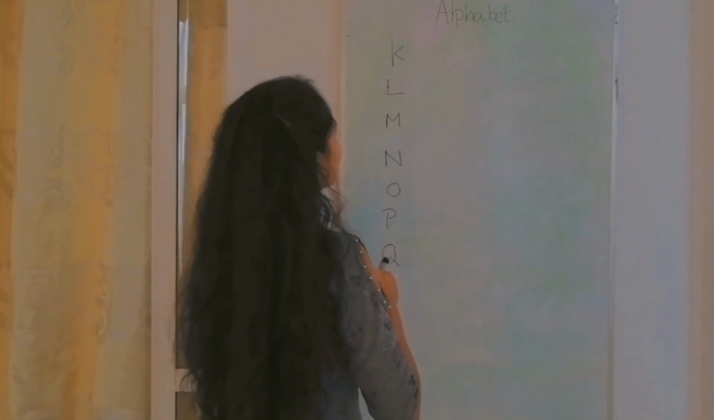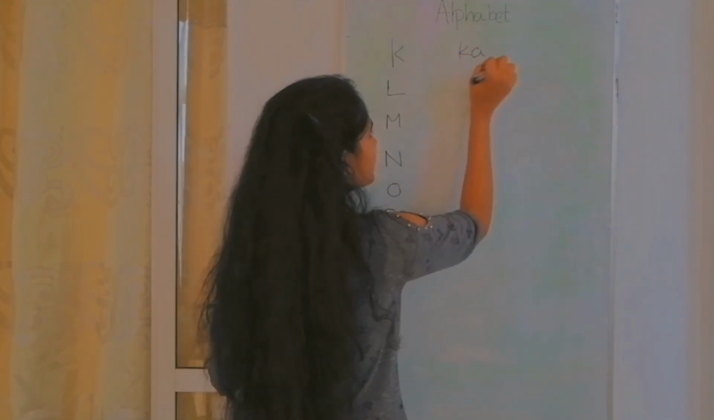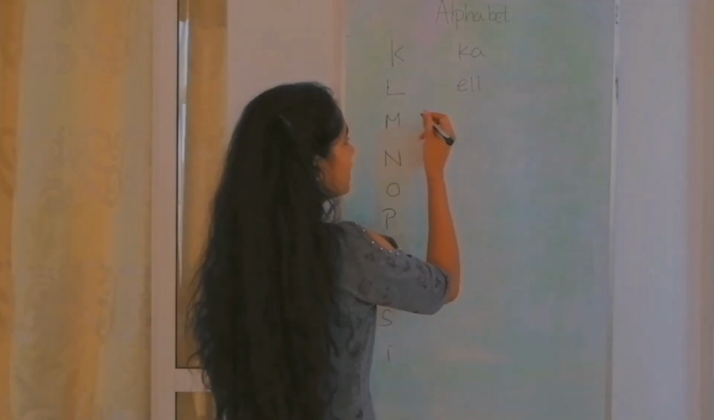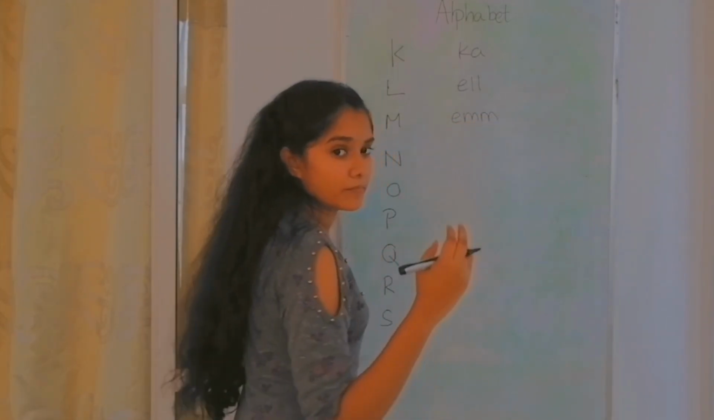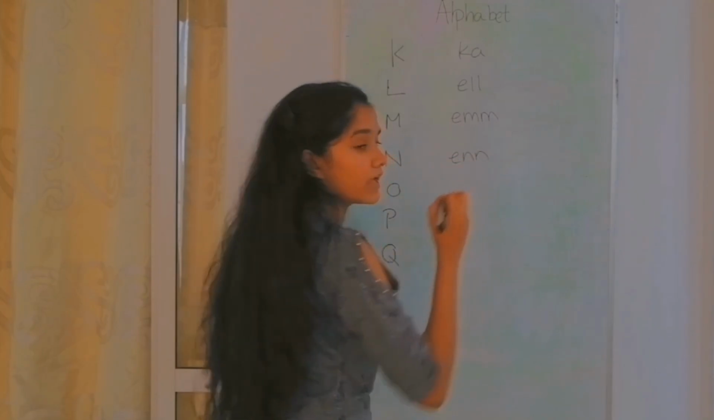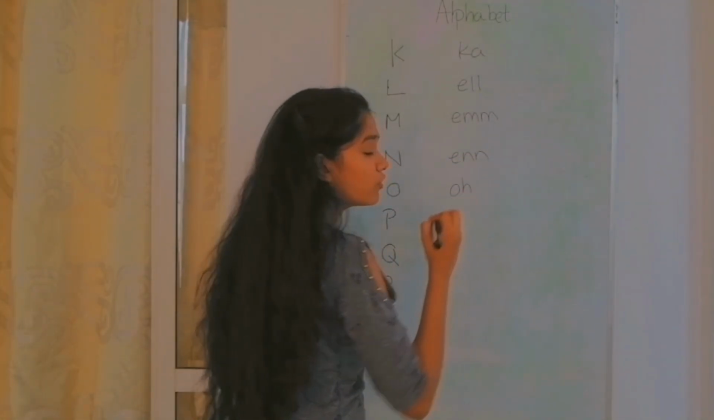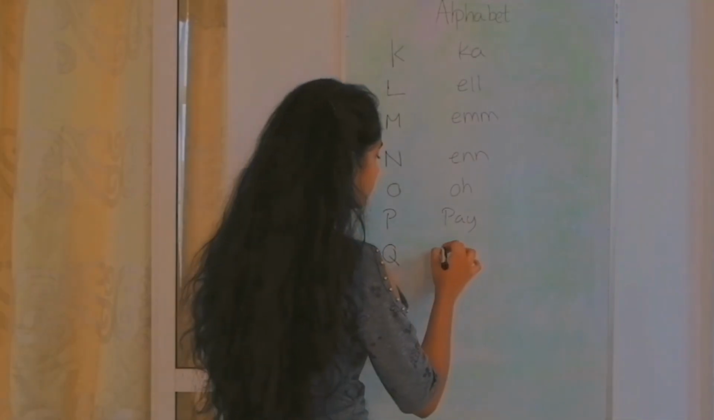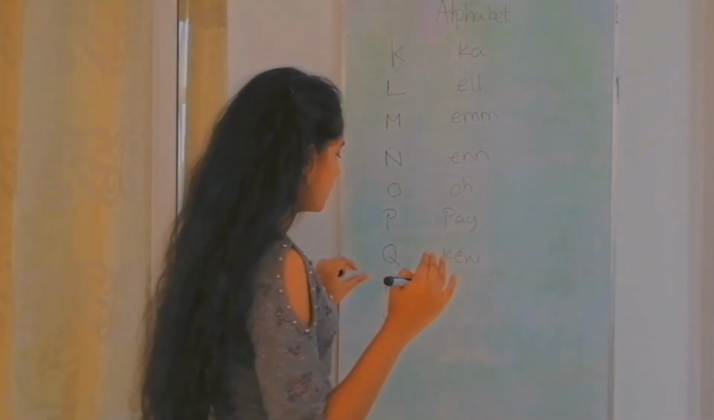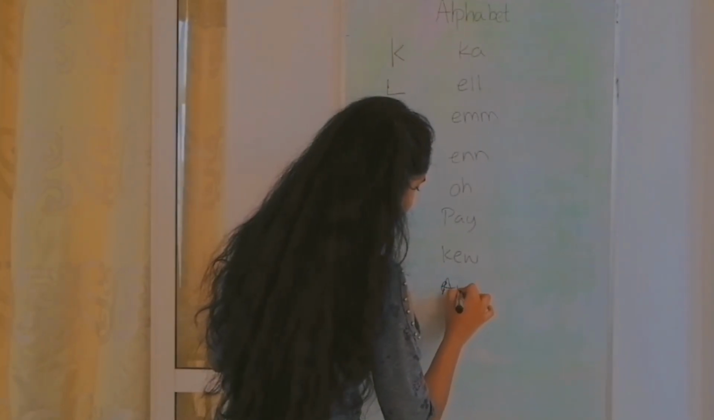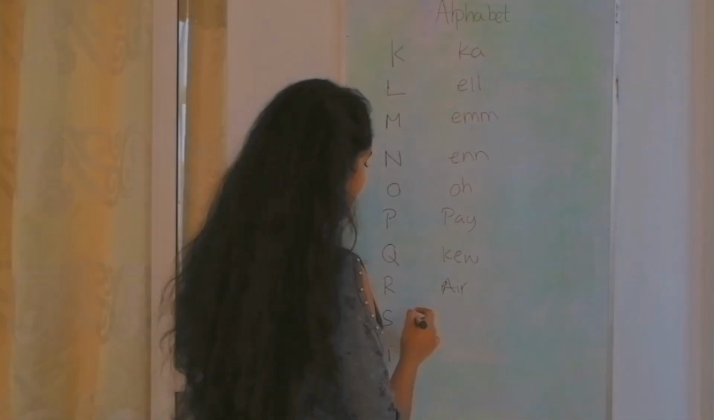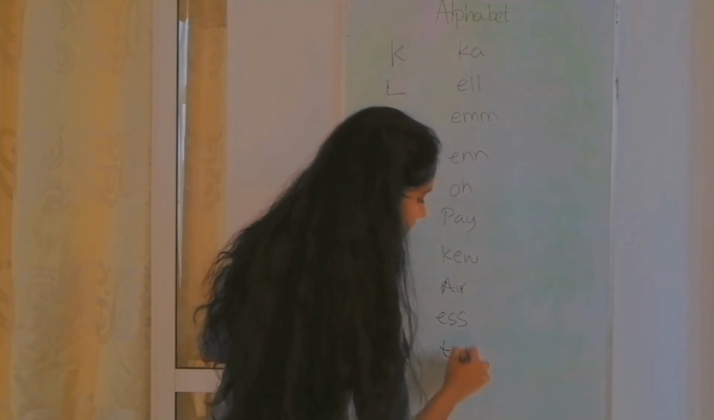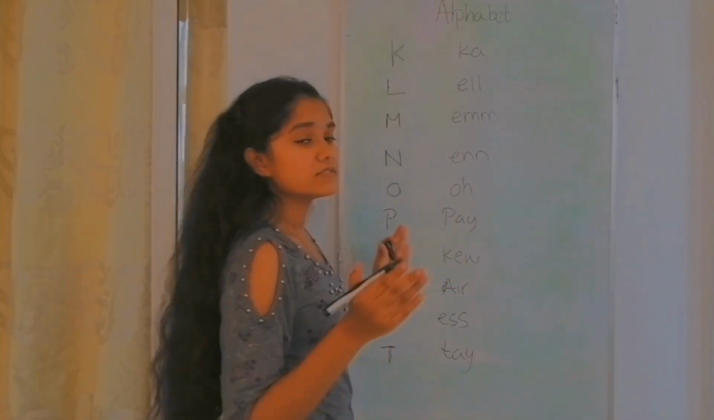So K. How to pronounce K? K. L. M. N. O. We pronounce O as O. P. Q. R. Air. S. T. So here we pronounce them similar to the English alphabet.